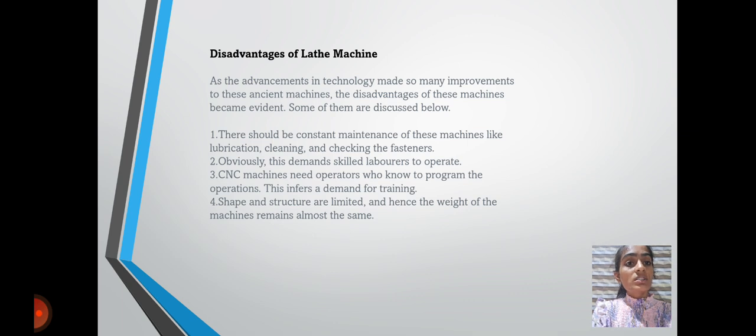Obviously, this demands skilled labor to operate. CNC machines need operators who know how to program the operation. This implies a demand for training. Shape and structure are limited, and hence the weight of the machine remains almost the same.